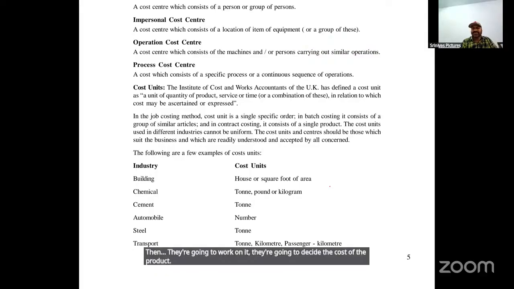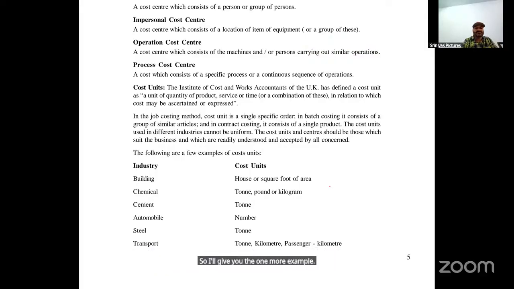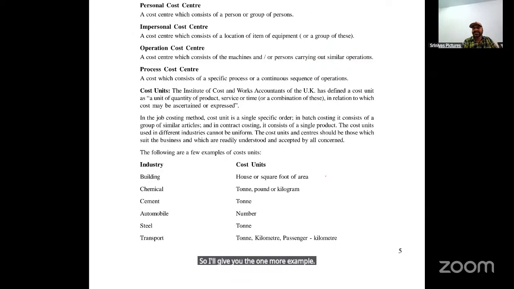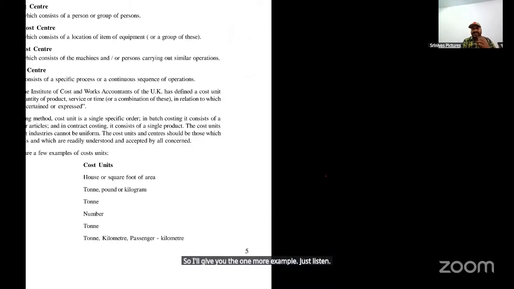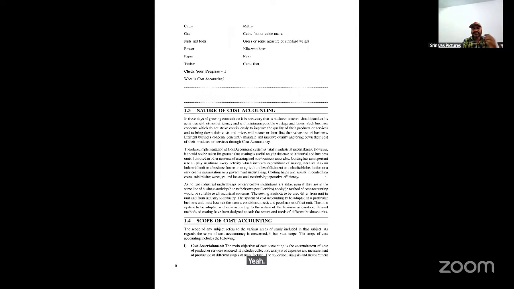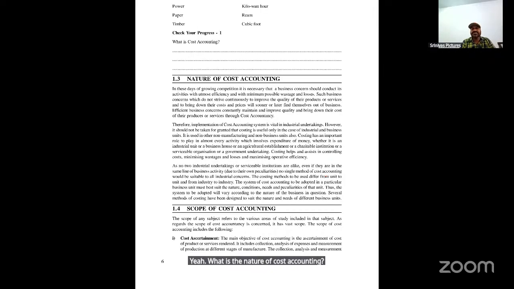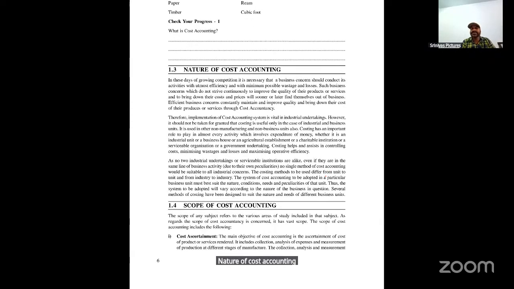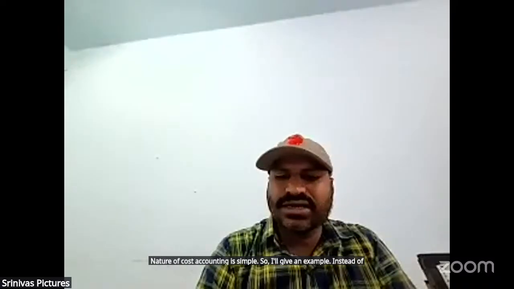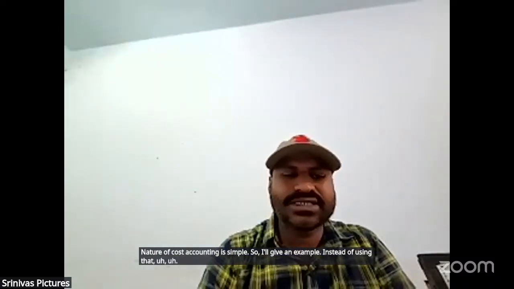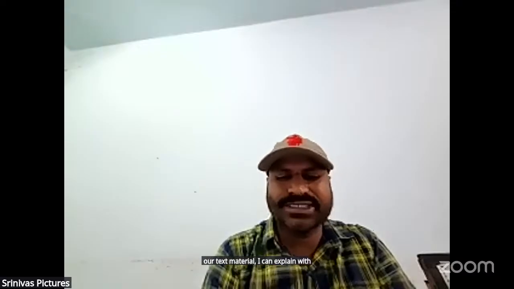So I will give one more example. Just listen. What is the nature of cost accounting? The nature of cost accounting is simple. So I'll give one example. Instead of using our text material, I can explain with my own example.